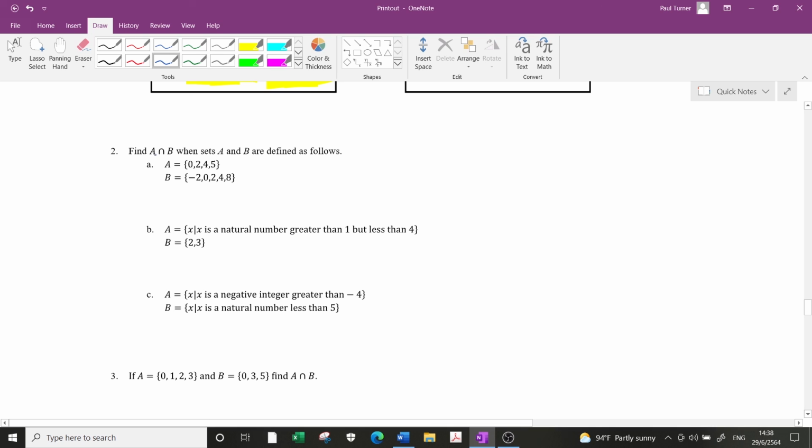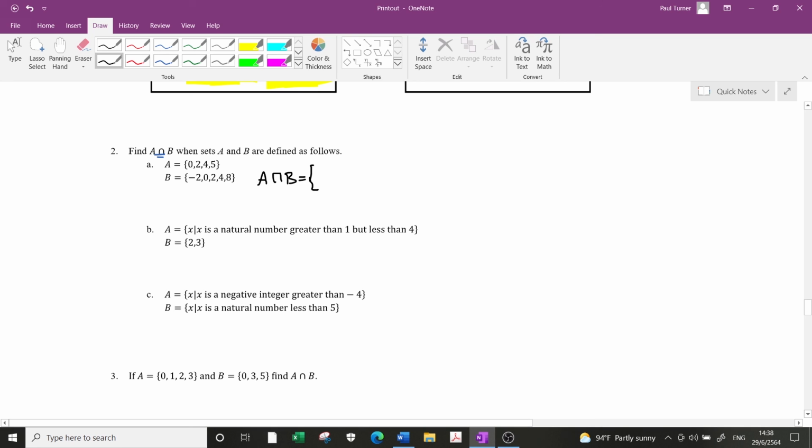Question 2, so find the intersection of the sets. We've got A and B. So you just write out the elements. A intersect B, what are they? So which elements are the same? You can see 0, you can see 4, etc.